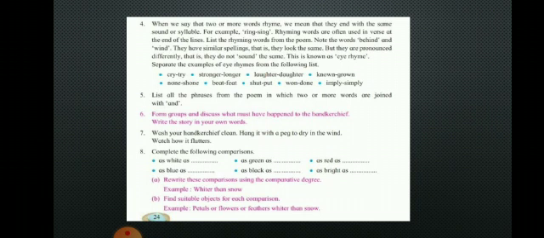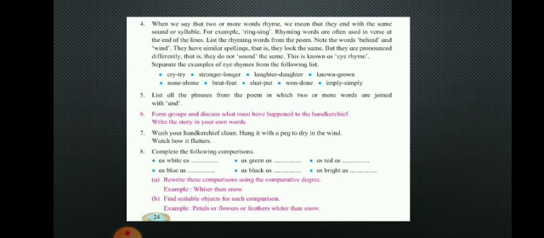Next is question number 6. Form groups and discuss what must have happened to the handkerchief. Write the story in your own words. So here it is a kind of writing skill. You have to frame a story and you have to write what must have happened to the handkerchief. Just children, imagine and frame a short story. It's an open-ended question. Okay, just do this without fail. It will improve your writing skill.